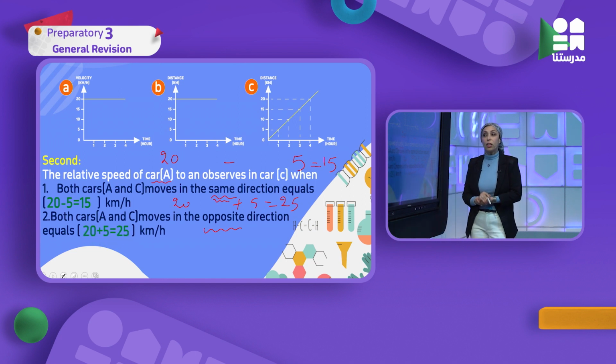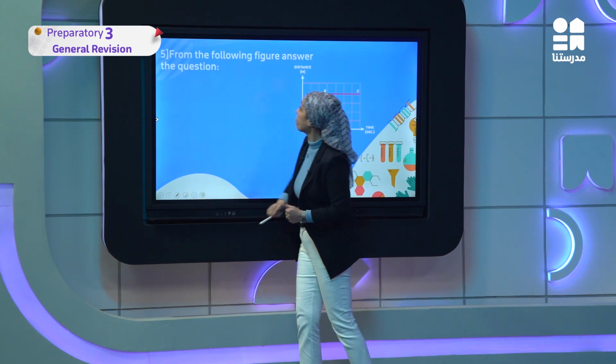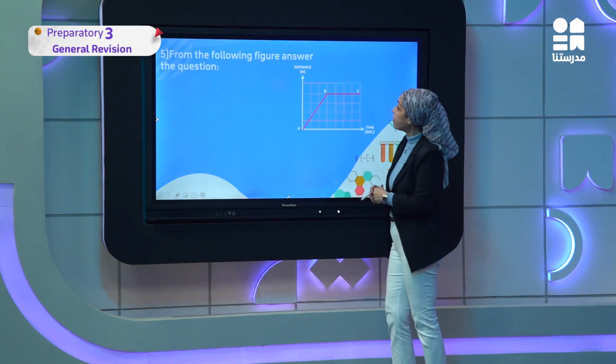So the answer is 20 plus 5 equal 25. It's a very, very important problem, because it sums up all the types of speed in one problem. Next one. From the following figure, answer the question.